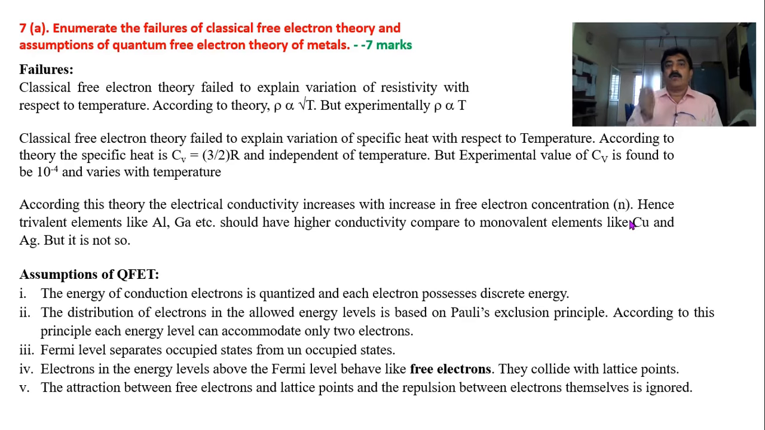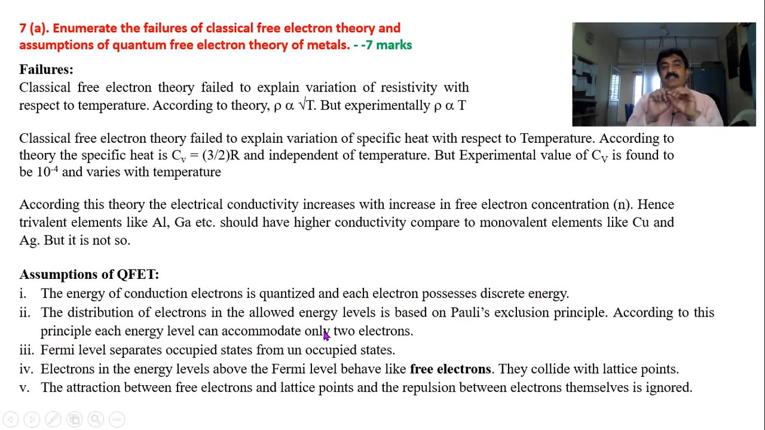Number 1, according to quantum free electron theory, energy is not continuous, it is discrete. Electrons possess individual energy, discrete energy, and energy states are discrete. So first assumption: energy of conduction electron is quantized and electron possesses discrete energy.